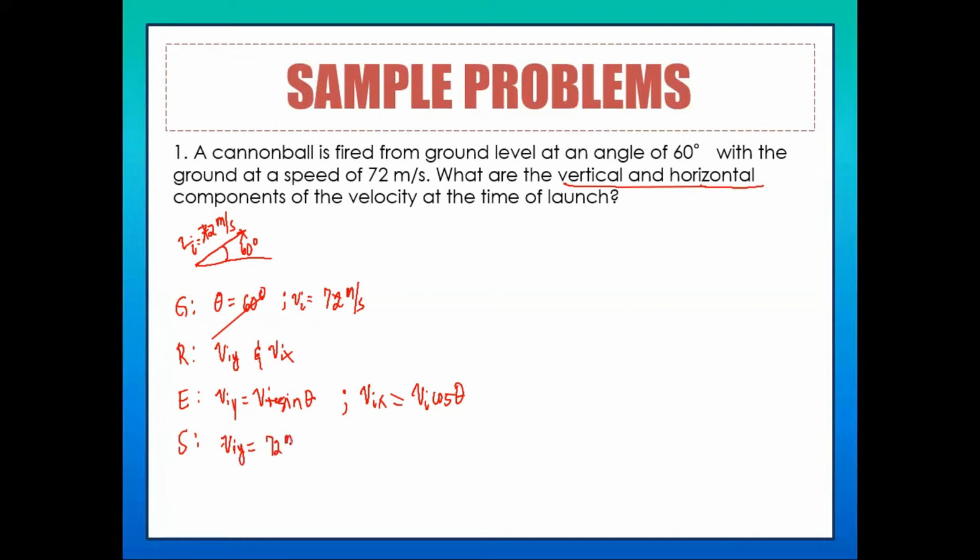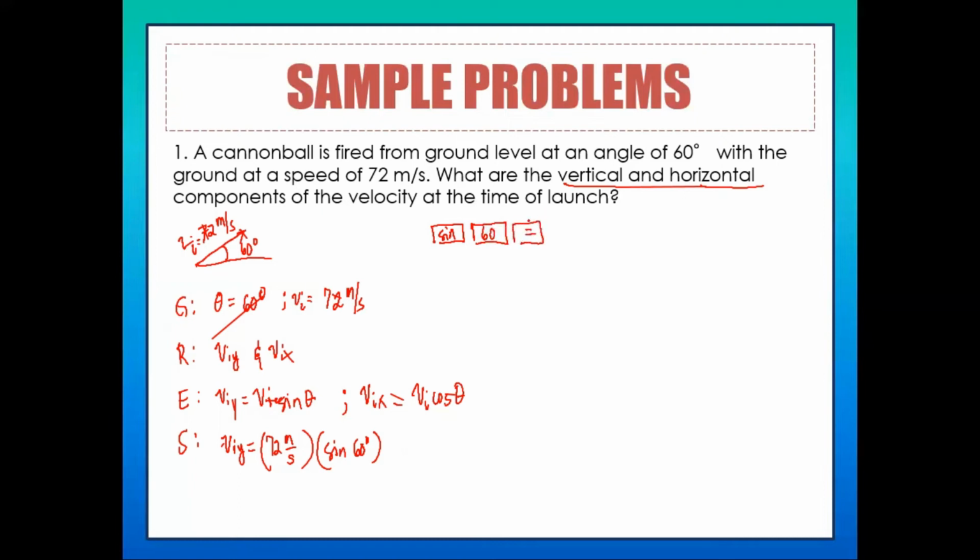meter per second. Multiply to your sine theta, which is 60 degrees. You just simply write here sine 60 degrees. So how can we solve for sine 60 degrees? You just have to press in your scientific calculator. Okay, press sine. May makikita kayo dyan, sine na key. Okay, sine, press that and then press the numerical value na 60. Okay, and equal sign.